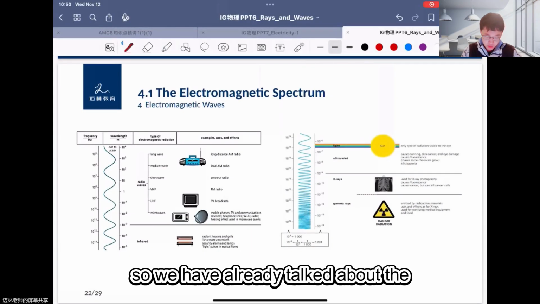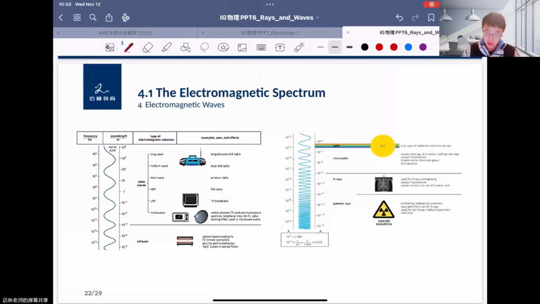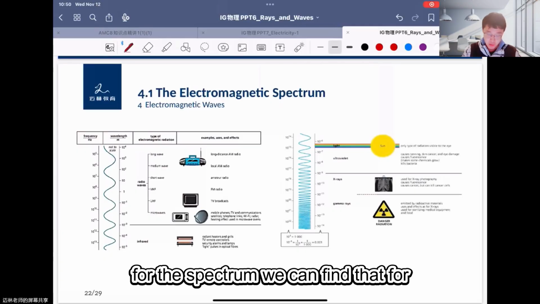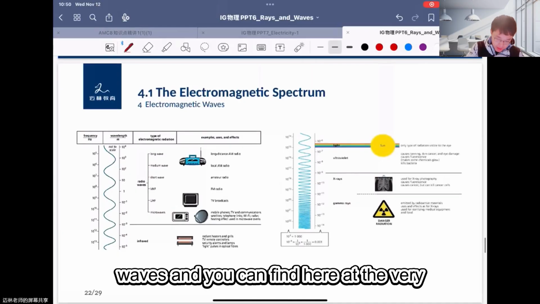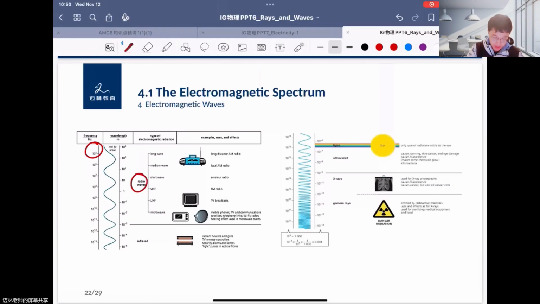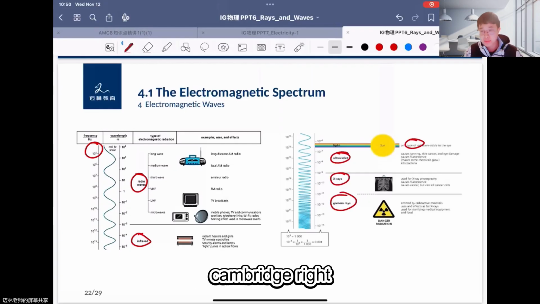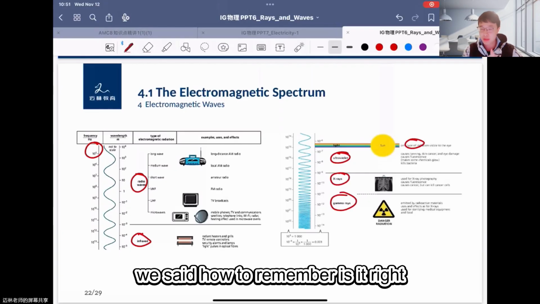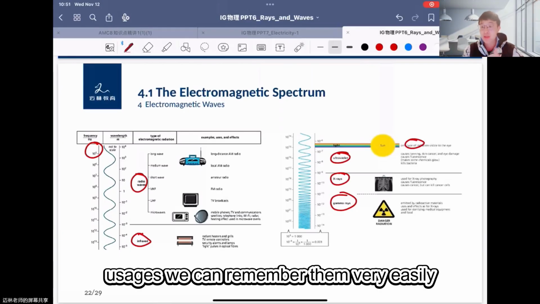We have already talked about the properties of different kinds of electromagnetic waves. In the spectrum, we can find that different wavelengths and different frequencies correspond to different waves. At a very long wavelength, we have radio waves. And then infrared, ultraviolet, X-rays and gamma rays, right? And we said how to remember them: by using their properties and usages, we can remember them very easily.